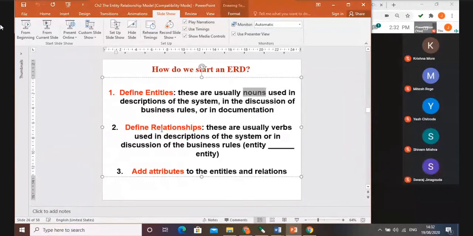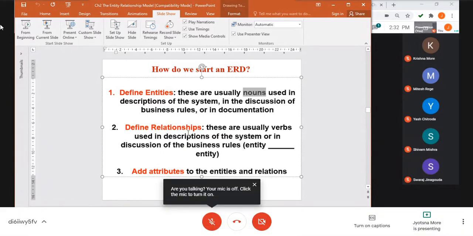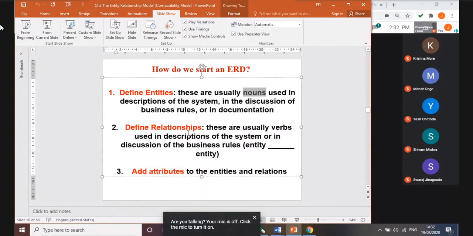Second rule is define relationship. Once you have identified the entities, you have to find out how those entities are related with each other. So for that you have to find out the relationship set. Based on the nouns you have got the entities. Similarly, underline the verbs present in your problem statement. Those verbs are part of the sentence.